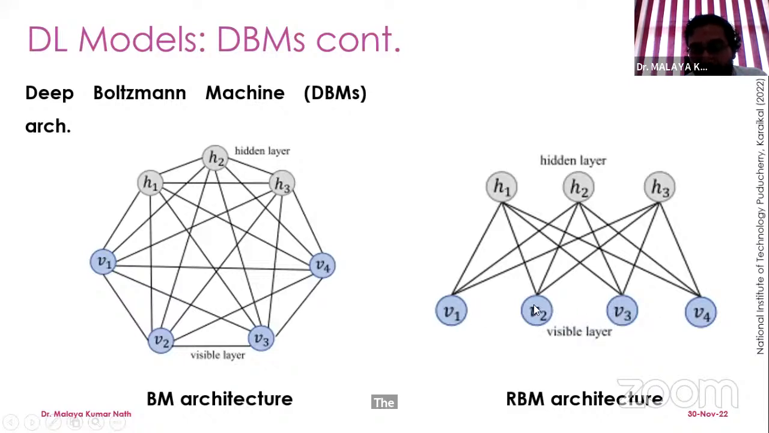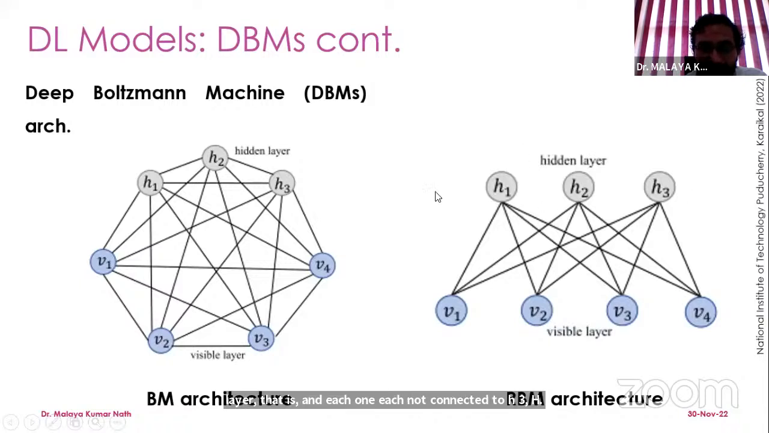That means V1 is not connected to V2, or V1 is not connected to V3, or V1 is not connected to V4. The other way is also present in the case of a hidden layer. So that means there is no interconnection between the nodes of the same layer. That is, H1 is not connected to H3, H1 is not connected to H2, like that. So this type of architecture is called restricted Boltzmann machine architecture.